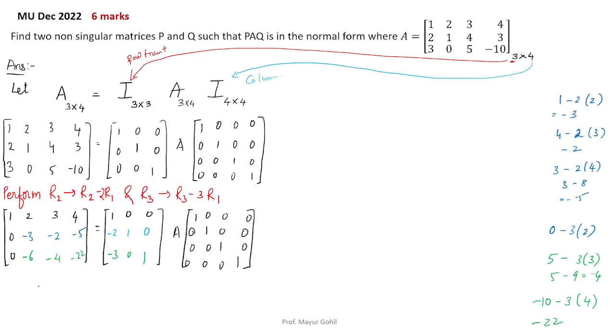Now we go for the next transformation. The next is pretty much straightforward and very quickly you can do this. You can do column 2 changing to column 2 minus 2 times column 1, column 3 changing to column 3 minus 3 times column 1, and then column 4 changing to column 4 minus 4 times column 1. Now when you perform this, let us see what will happen on the LHS.